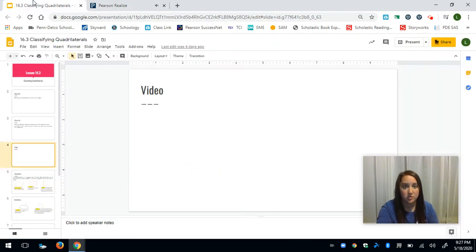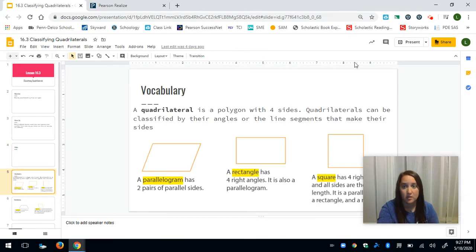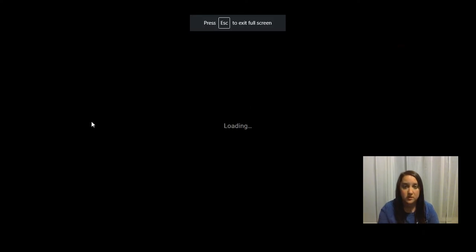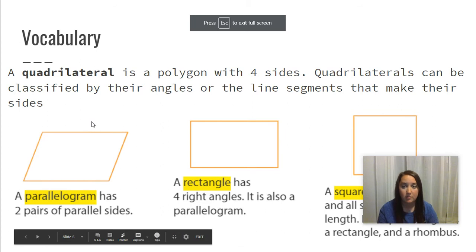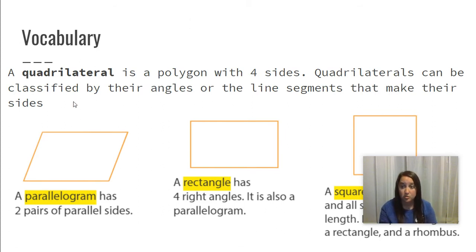All right, so I'm going to go back to my presentation and share with you some of the vocabulary from today. Up here at the top, I have that a quadrilateral is a polygon with four sides. You might notice that the root part of quadrilateral is quad, and quad typically means four. Quadrilaterals can be classified by their angles or their line segments that make their sides.